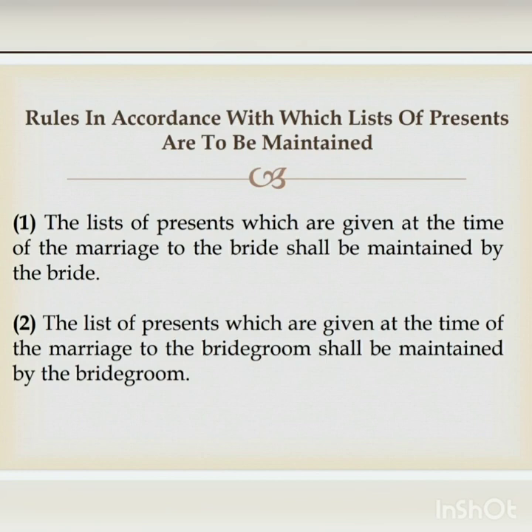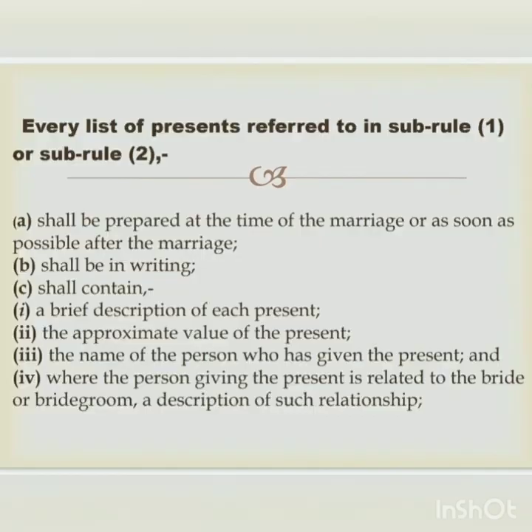Every list of presents referred to in Subrule 1 or Subrule 2, (a) shall be prepared at the time of the marriage or as soon as possible after the marriage, (b) shall be in writing, (c) shall contain: 1. a brief description of each present, 2. the approximate value of the present, 3. the name of the person who has given the present, and 4. where the person giving the present is related to the bride or bridegroom, a description of such relationship.